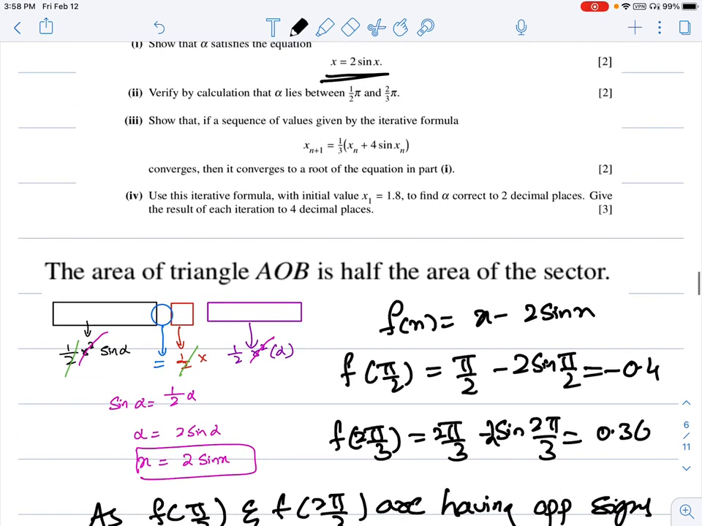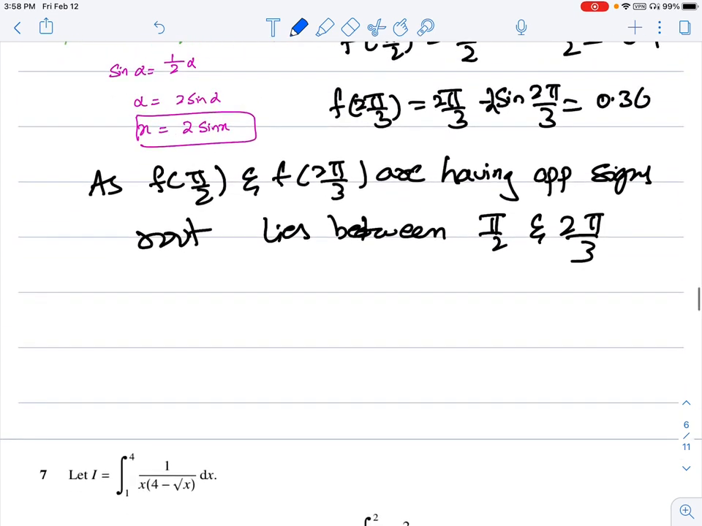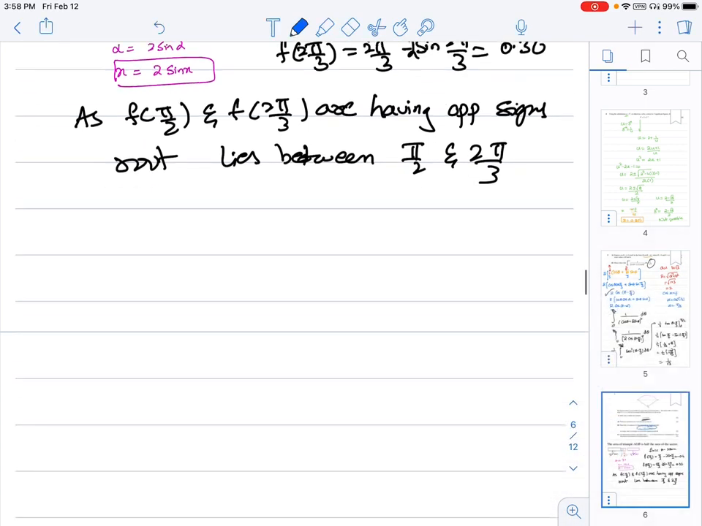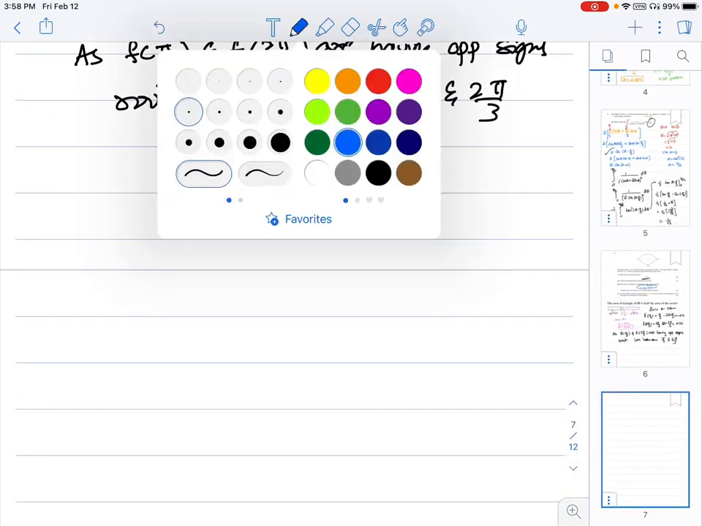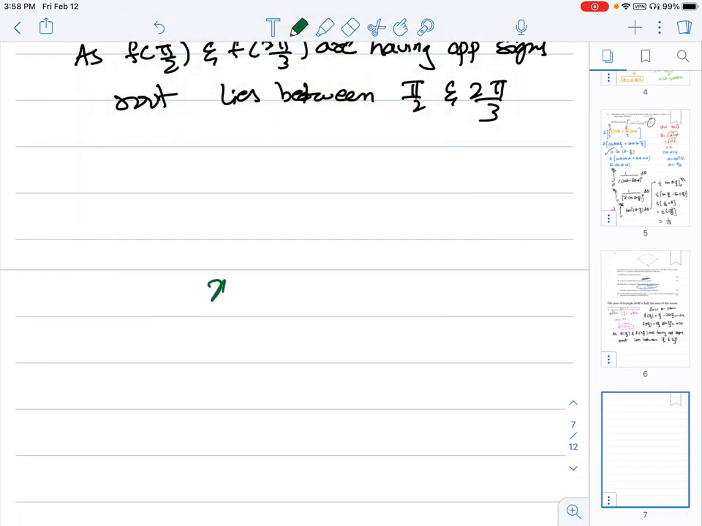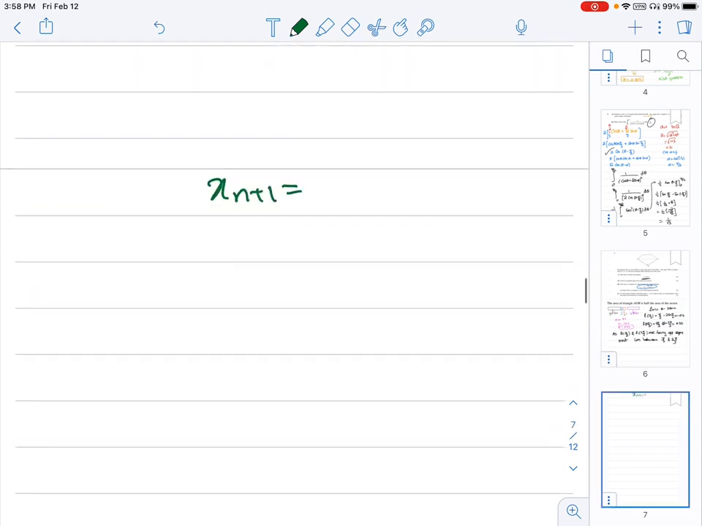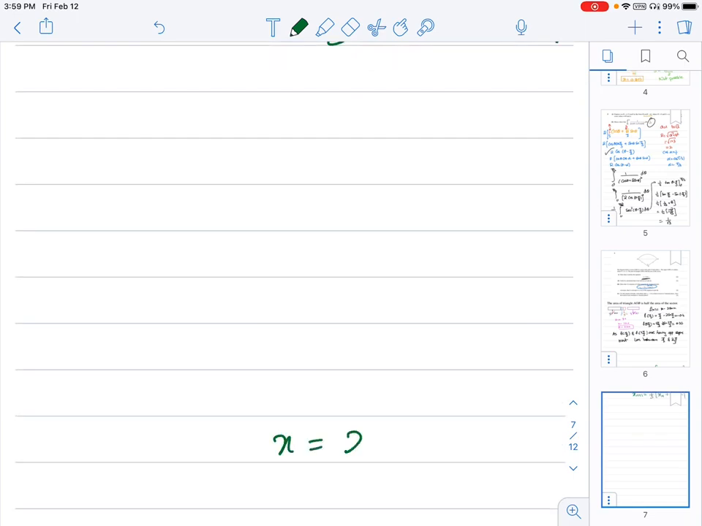Now show that this root converges to this part. Show that if a sequence is given by the iterative formula, it converges to the root of this equation. So the iterative formula has been given. Let me add a page. Basically the formula he has given is x n plus 1 is equal to 1 upon 3 times x n plus 4 sin x n. He's telling that this converges to x is equal to 2 sin x.